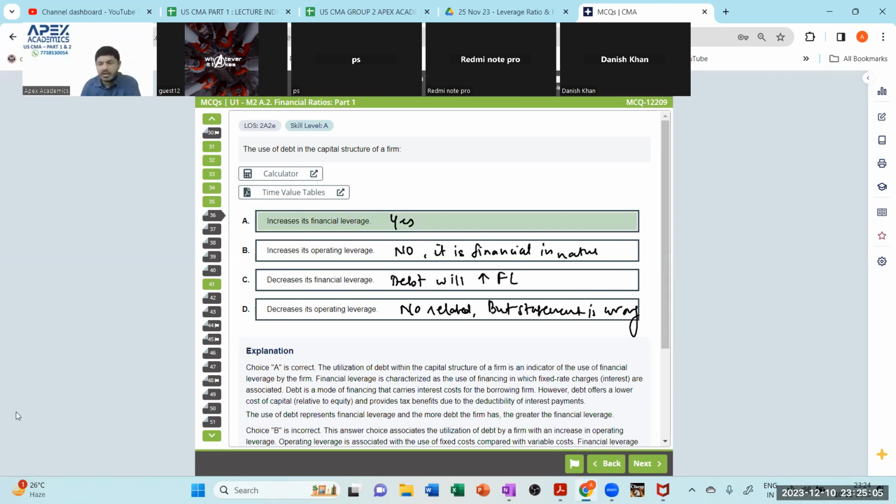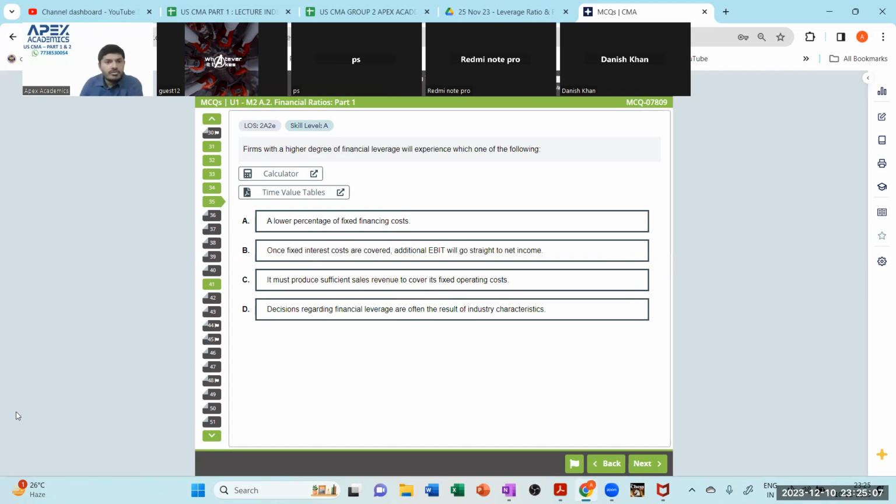Question number 35. Firms with a high degree of financial leverage, what will they experience? A low percentage of fixed financing cost? No. There is a high degree of financial leverage, therefore borrowed funds are high, therefore interest is high. So this is wrong. Once the fixed interest costs are covered, EBIT will go straight to net income. Yes. What is the meaning of this?